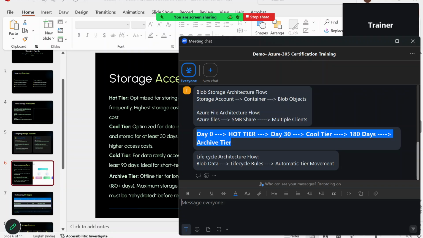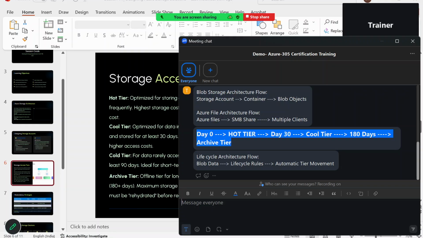However, a critical architecture question remains: what happens if the storage infrastructure fails? Consider disk failure, rack failure, data center failure, regional outage. So how do we protect the business data? This is where Azure storage redundancy becomes one of the most important AZ-305 topics.